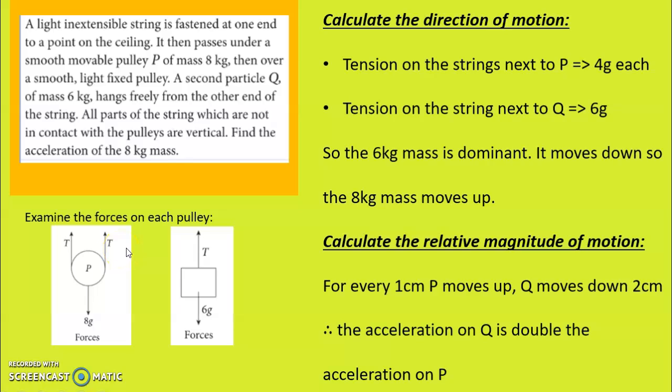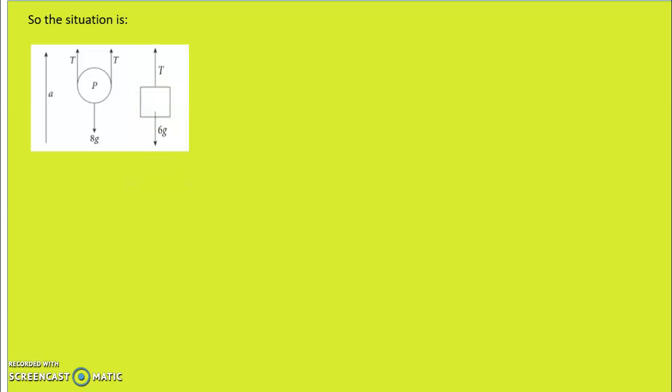So now we have to look at the magnitude of motion. Again, here, there are two strings pulling this one up. There's only one string holding this one up. So if the acceleration of this is a, the acceleration of this is going to be 2a, because remember, for every 1 centimeter this goes up, this will go down 2 centimeters. So the situation we actually have is that you have the mass of P with 8g going down and the acceleration going up. Then the 6 kilogram mass is going down with an acceleration of 2a.